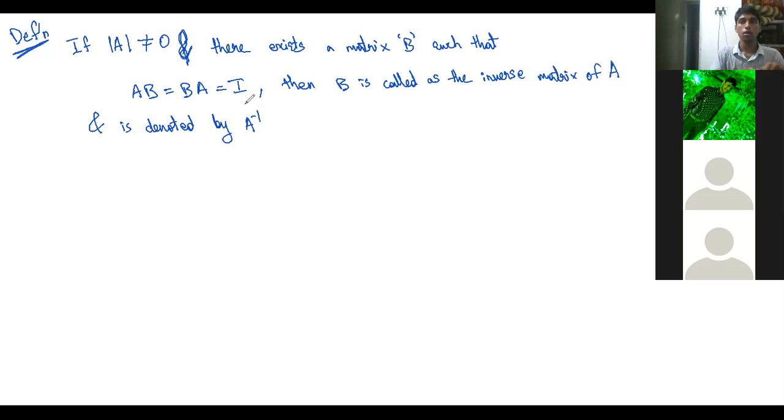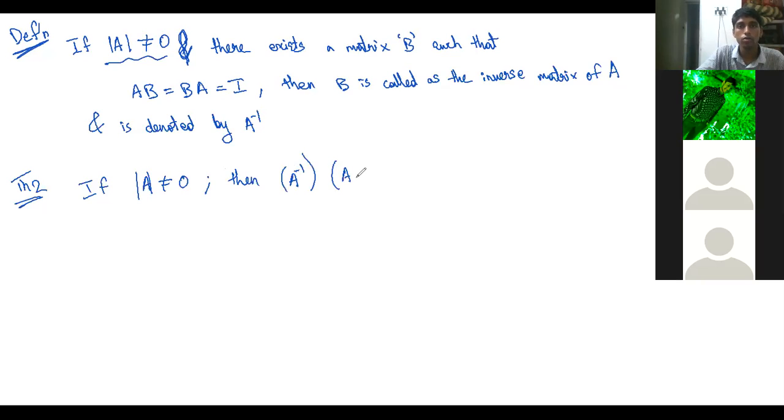Okay. Now you write the second theorem. Theorem 2. If det A does not equal 0, then multiply by A inverse. Because from the definition, if this is not equal to 0, then A inverse exists. Then A inverse into A into adjoint of A will be equal to A inverse times the scalar, I mean this det A times I. Is this step clear?